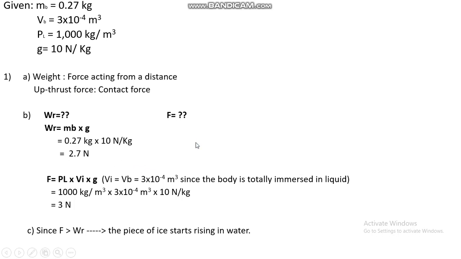Now I have to find the magnitude of the upthrust force. We apply the Archimedes formula: rho liquid times VI times gravity. Rho liquid stands for the density of the liquid, VI stands for the volume of the immersed part of the body, and G stands for gravity. But in number 1, they said that the body is totally immersed in liquid. So we can say VI equals VB equals 3 times 10 to the minus 4 meter cube. We put the numbers: 1000 times 3 times 10 to the minus 4 times 10. We will get the final answer, which is equal to 3 Newton.